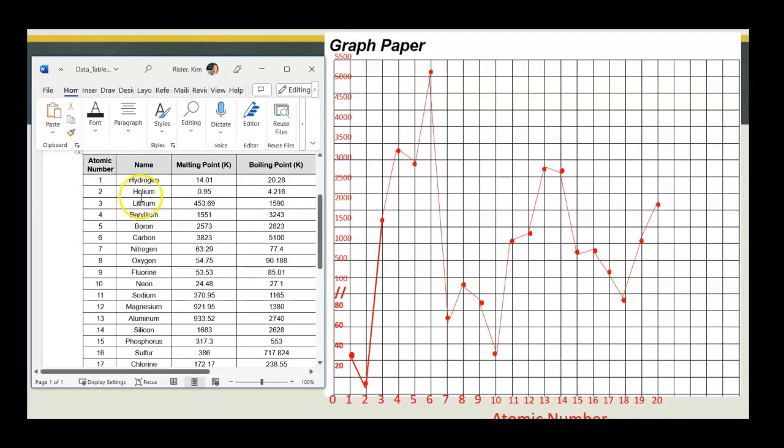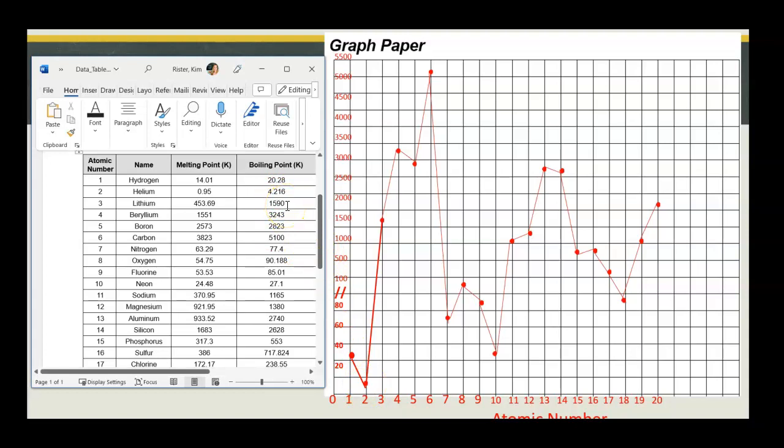Element 2 is helium, and it's 4.216. So we go down over here, and you can see if this is 10, then this is 0 to 10 here. So about right in the middle. Okay, that covers element 2.